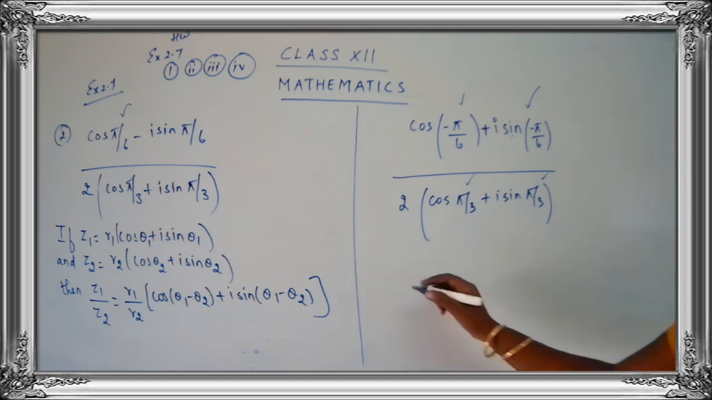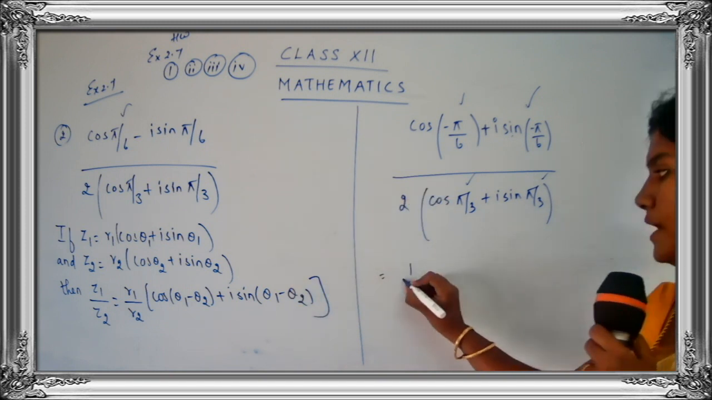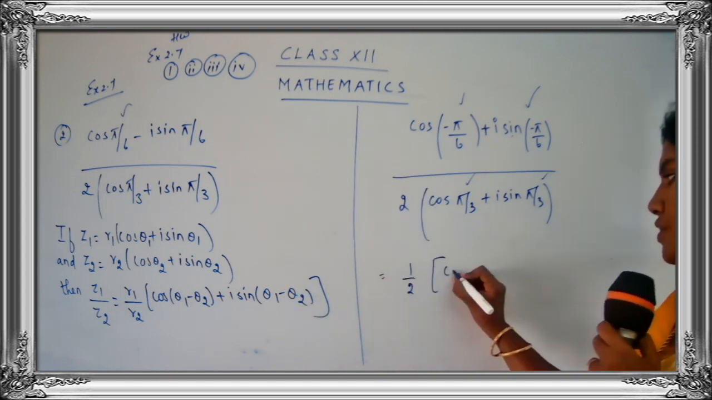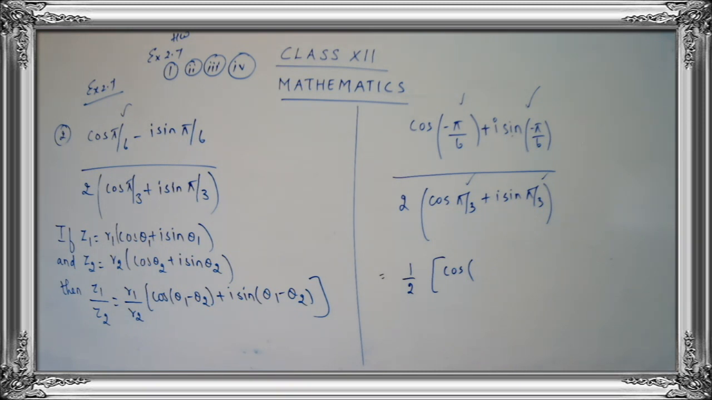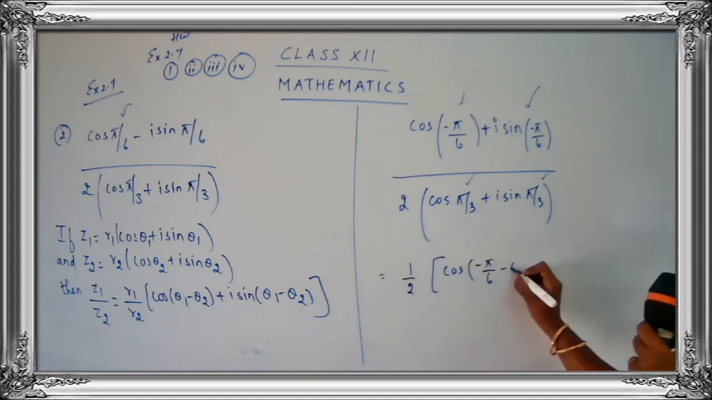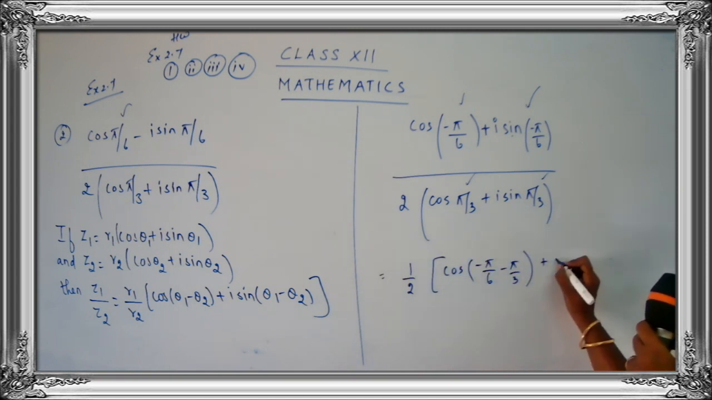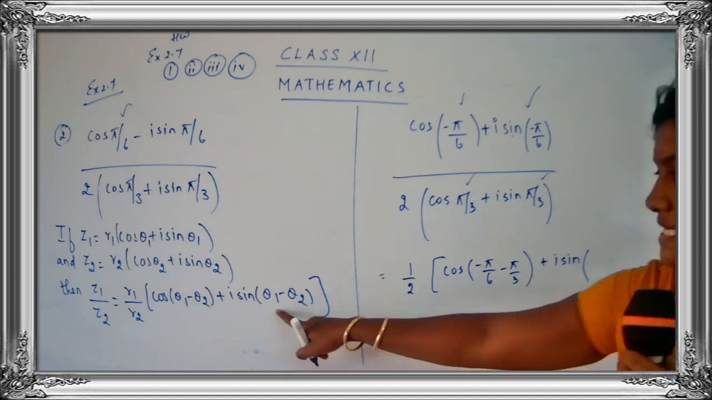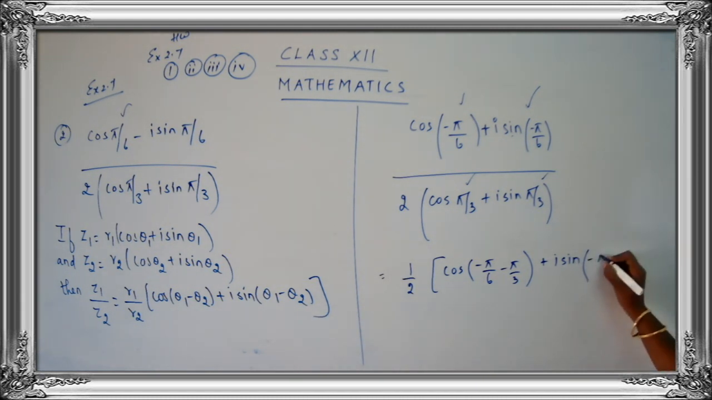So this is equal to R1 upon R2, 1 upon 2, times cos of theta 1 minus theta 2. What is theta 1? Yes, minus pi by 6, minus theta 2, pi by 3, plus i sine of theta 1 minus theta 2. What is theta 1 minus theta 2? Minus pi by 6 minus pi by 3. Come on, simplify, children. Simplify and get the answer.